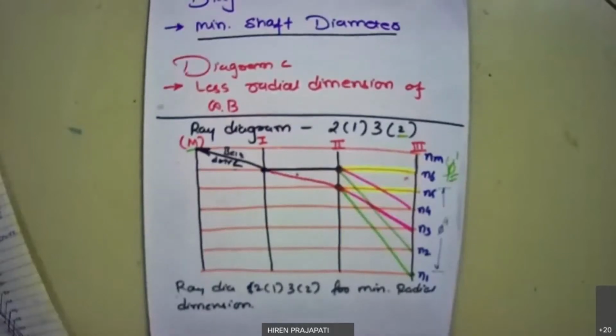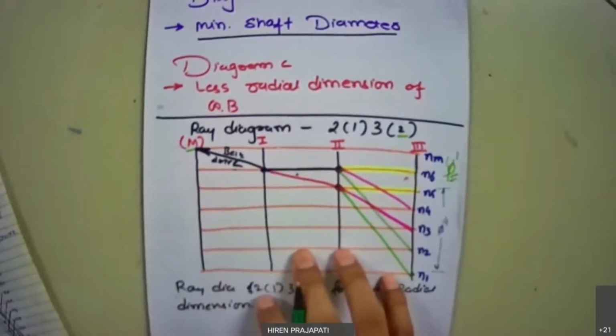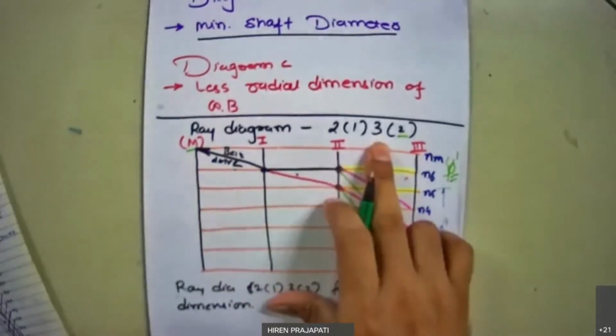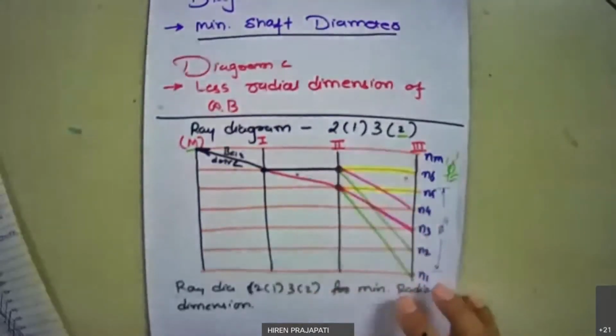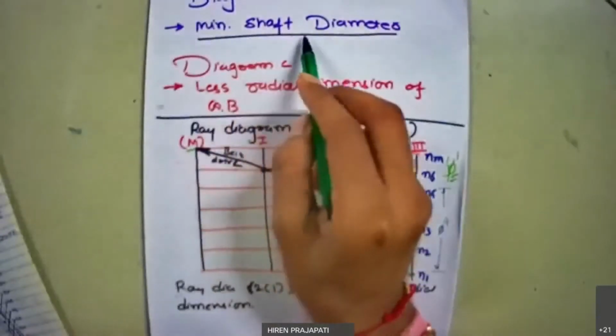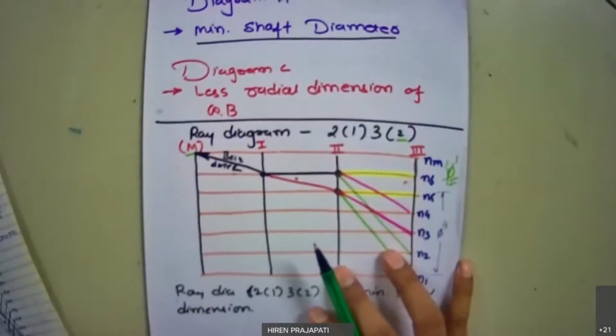So now we are moving further. So in the previous session, we have drawn this ray diagram for 6 speeds, and we have taken this structure equation 2132, and this ray diagram was drawn based on the minimum shaft diameter criteria. Means our requirement is to minimize shaft diameter.